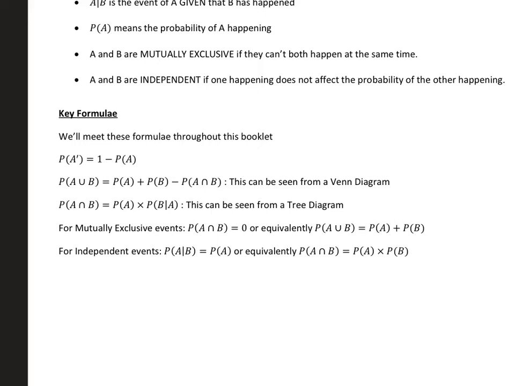And mutually exclusive events, well, that means they both can't happen at the same time. So that means probability that A and B is 0. Or equivalently, it means the probability of A or B happening is probability of A plus probability of B. And for independent, remember that means one event doesn't affect the other. So that means probability of A given B is just the same as the probability of A, that B doesn't affect it. Or equivalently, probability of A and B equals probability of A times probability of B. But we'll talk about that when we get onto it.